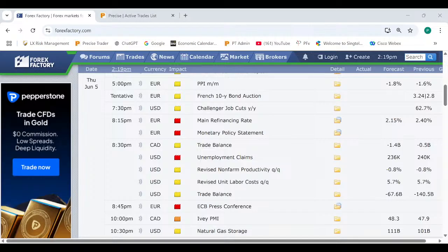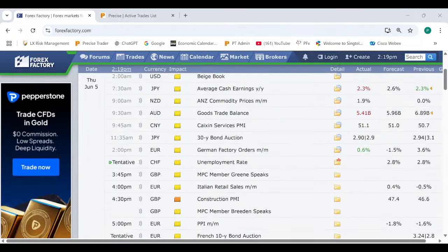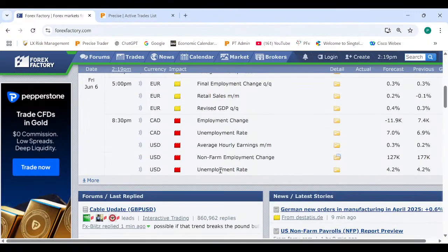policy statement. Then at 20:30 we have unemployment claims. The forecast is 236, previous was 240, followed by the ECB press conference and Canadian Ivey PMI. Then I think that is it for today. Tomorrow we have the non-farm payroll from the US. That is going to be the major data which we need to pay attention to for the rate direction from the US.